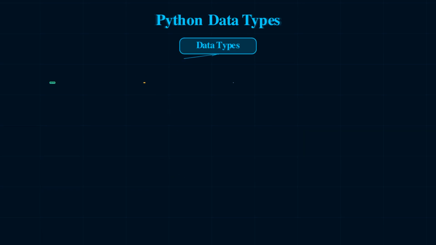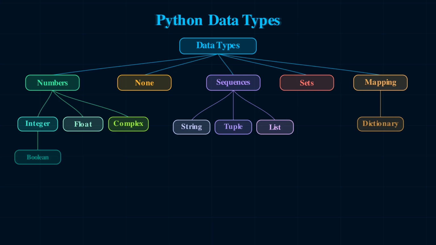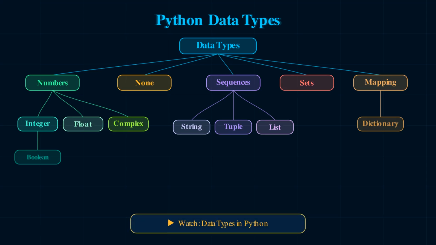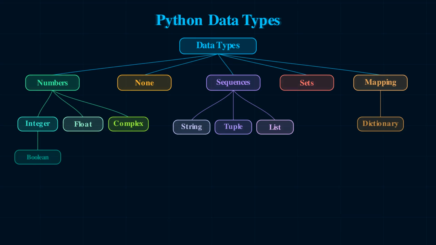Do we have values of any other data types? Yes, see the diagram. In Python, values can be of any of these types. We will learn more about them in other videos.